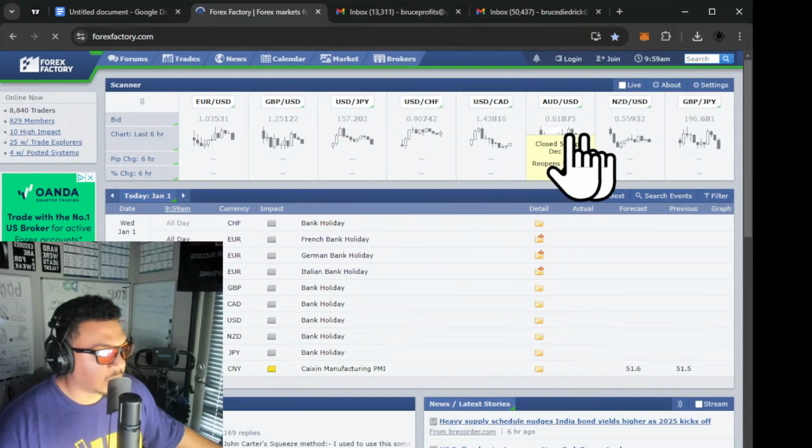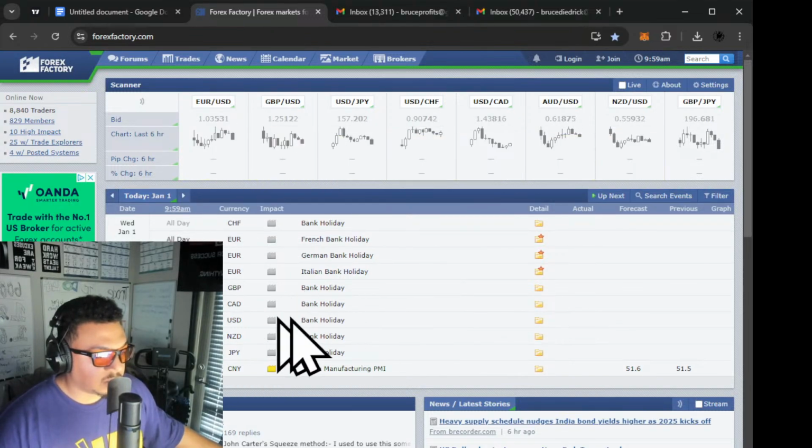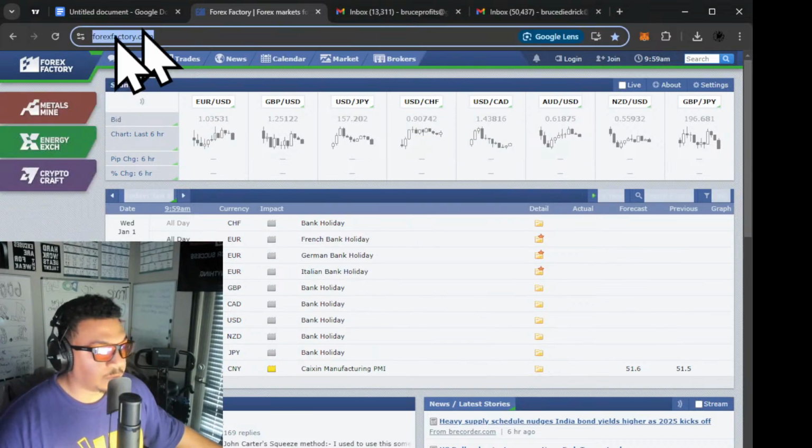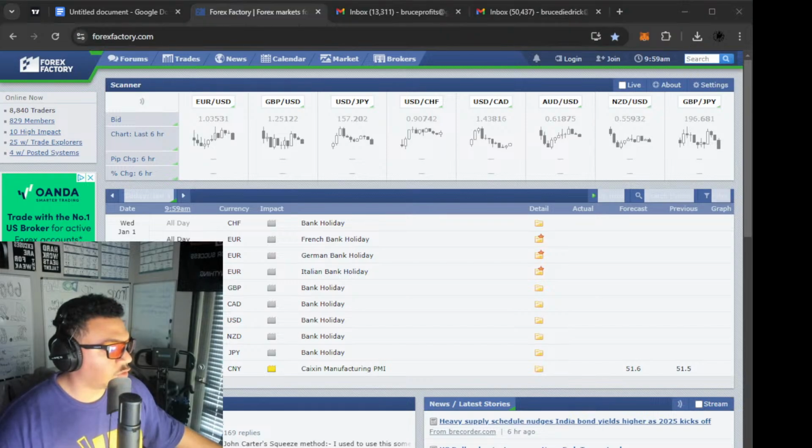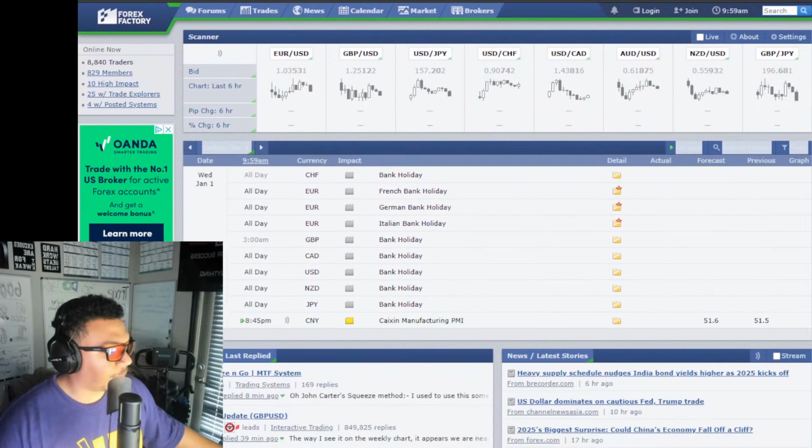I don't really use this area up here. I use this area here. I try to see exactly what news events are happening every day, and that's what I'm focused on trading: the news events that are happening, if that makes sense.